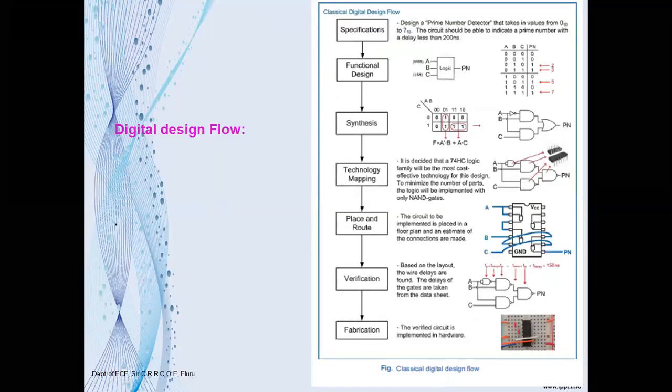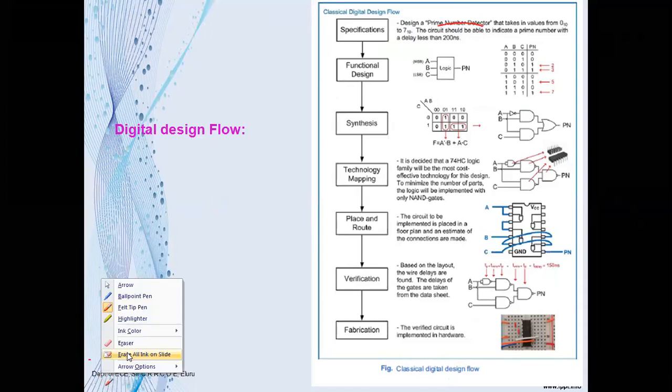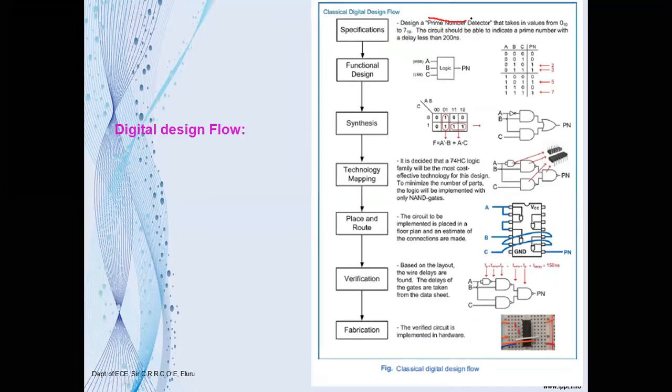So this is the classical design flow. In this, first you see the specification. What do we mean by specification here? I want to design a prime number detector that takes only the decimal numbers 0 to 7, and the circuit should have a delay of less than 200 nanoseconds. So this is the first step, the system level abstraction, the specifications.